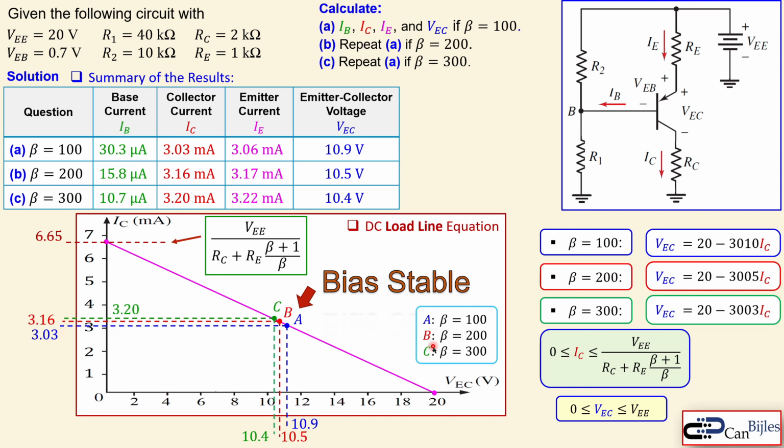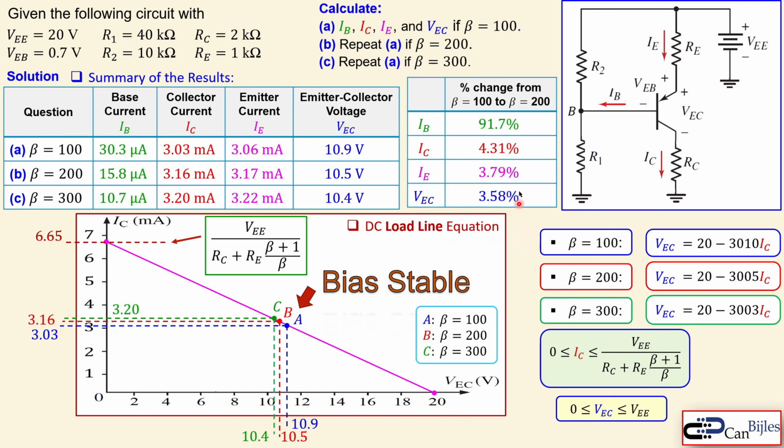And this is now the A, B, and C points for betas 100, 200, and 300. Now let's see also the percentage change from beta going from 100 to 200. Now in IB, the change is almost 92%. But going from 100 to 200, in the collector current, the change is approximately 4.3%. And for the emitter current, it's just 3.8% approximately, and VEC is 3.6%. So you can say approximately the change in the collector emitter current and also the emitter collector voltage is approximately 4% change.